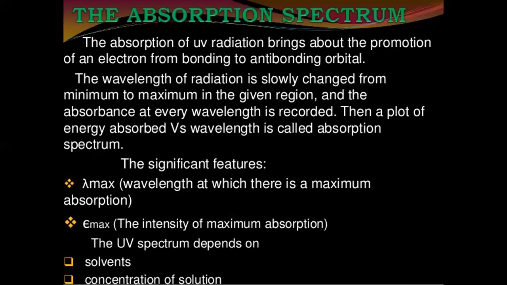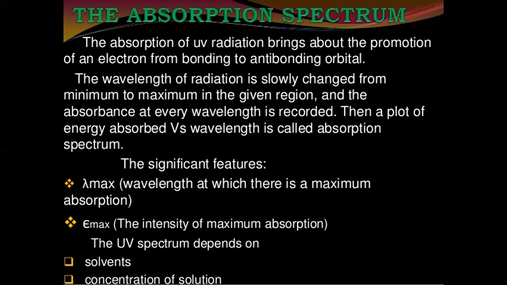The wavelength of the radiation is slowly changing from minimum to maximum in that region, and the absorbance at every wavelength is recorded, and a plot of energy absorbed versus wavelength is plotted. So what is observed, and what is the wavelength? That is being recorded from the minimum to the maximum wavelength. That is the absorption spectrum.